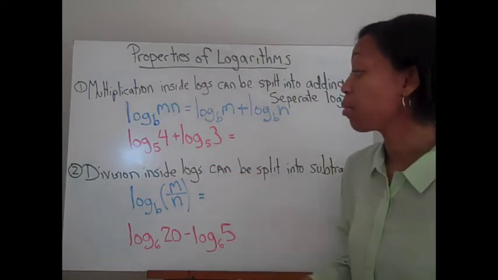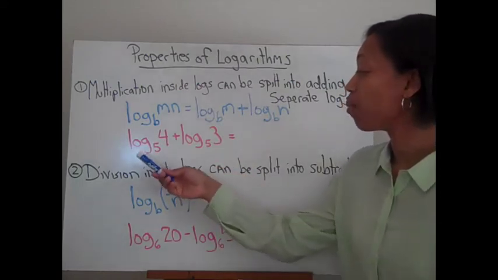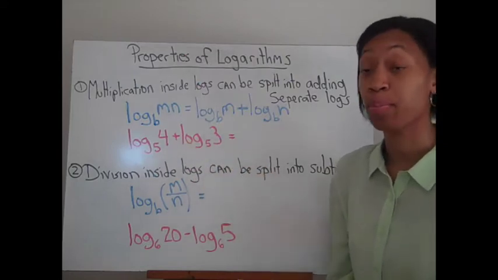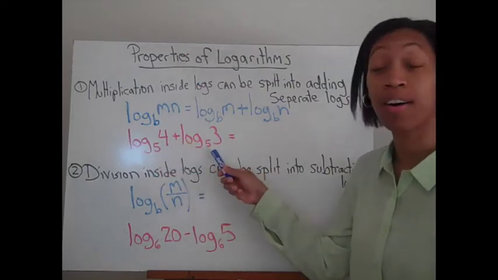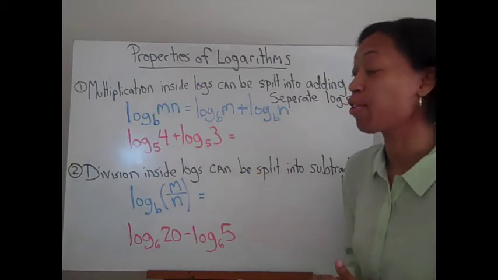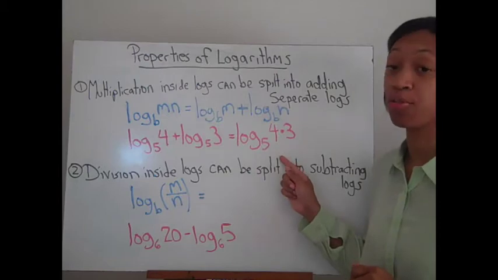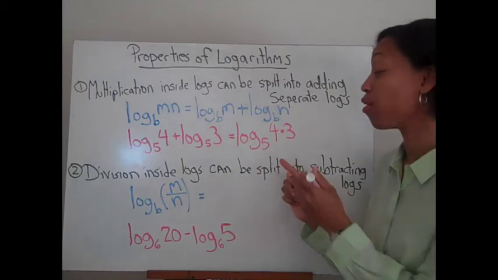So now here's an example of that. What if I have log base 5 of 4 and log base 5 of 3? Well, because they both have a 5 for their base, we can combine them together with multiplication. This is log base 5 of 4 times 3, and 4 times 3 is 12.